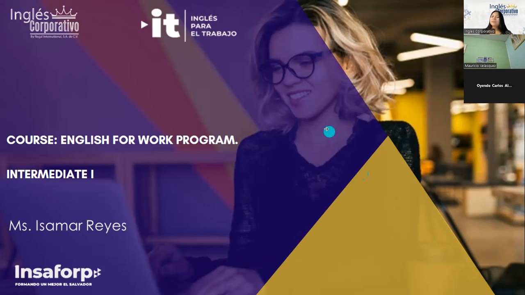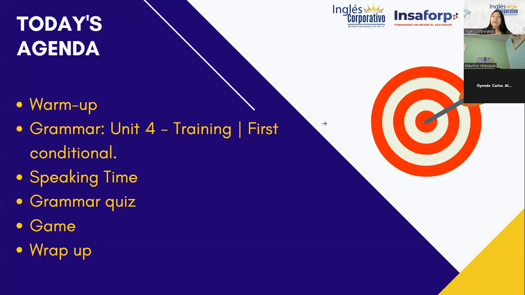So we are going to start with today's class. Today we have different things that we are going to cover. We are going to cover things from the book, and we are going to cover the first conditional. The warm-up is the first thing we are going to have. Then we are going to have the grammar part, which is unit 4, and we are going to talk about training and first conditional. We also have a speaking time, a grammar quiz, a listening quiz, and a reading quiz. So we have many quizzes today for you to practice different areas of the English language.